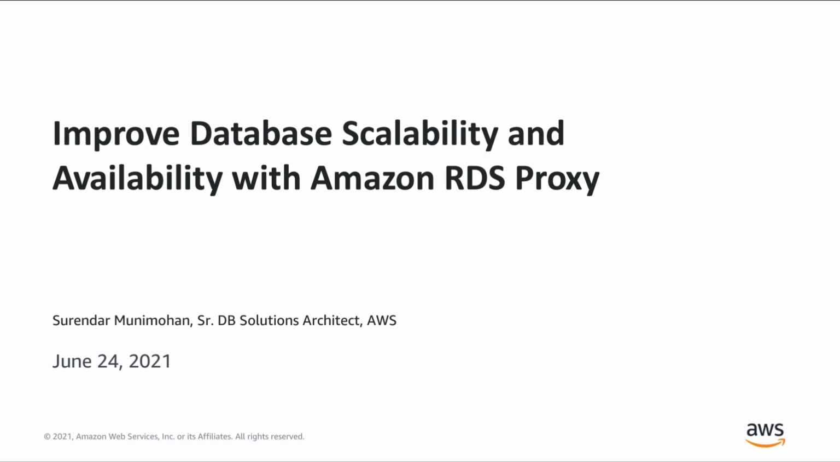Many applications, including modern-day serverless architectures, allow the application to scale seamlessly, and they open and close a large number of connections to the backend database, exhausting its resources. And an application has a requirement of high availability to handle transient database failures and, more importantly, better security. In this session, I'm going to talk about how Amazon RDS Proxy helps scale and increase availability of your application without impacting the database performance.